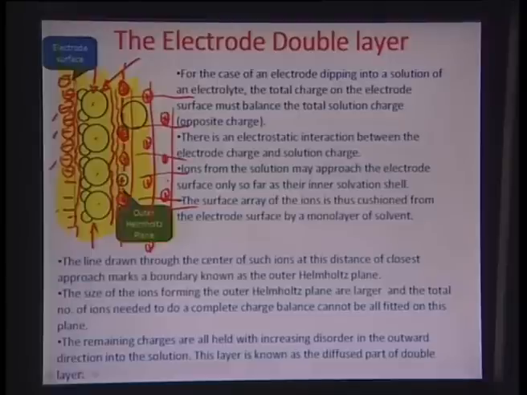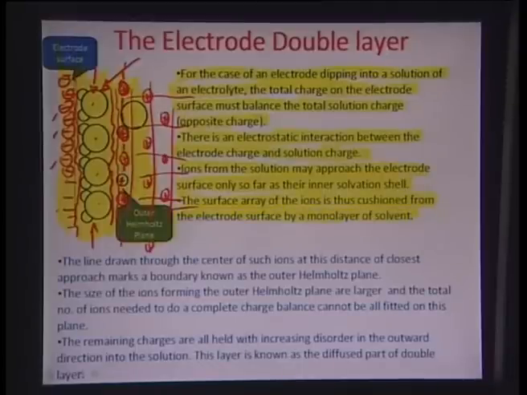Okay. So, in summary, for the case of an electrode dipping into a solution of an electrolyte, the total charge on the electrode surface must be balanced by the total solution charge, which is the opposite charge, and therefore there is a tendency for a distribution of charge within the bulk for obvious reasons. So, there is an electrostatic interaction between the electrode charge and the solution charge. Ions from the solution may approach the electrode surface only as far as their inner solvation shells, and the inner solvation shell is essentially this single monolayer of water which separates the ion in the solution from the negative charge on the electrode. The surface array of ions is thus cushioned from the electrode surface by this monolayer of dielectric, which is water.